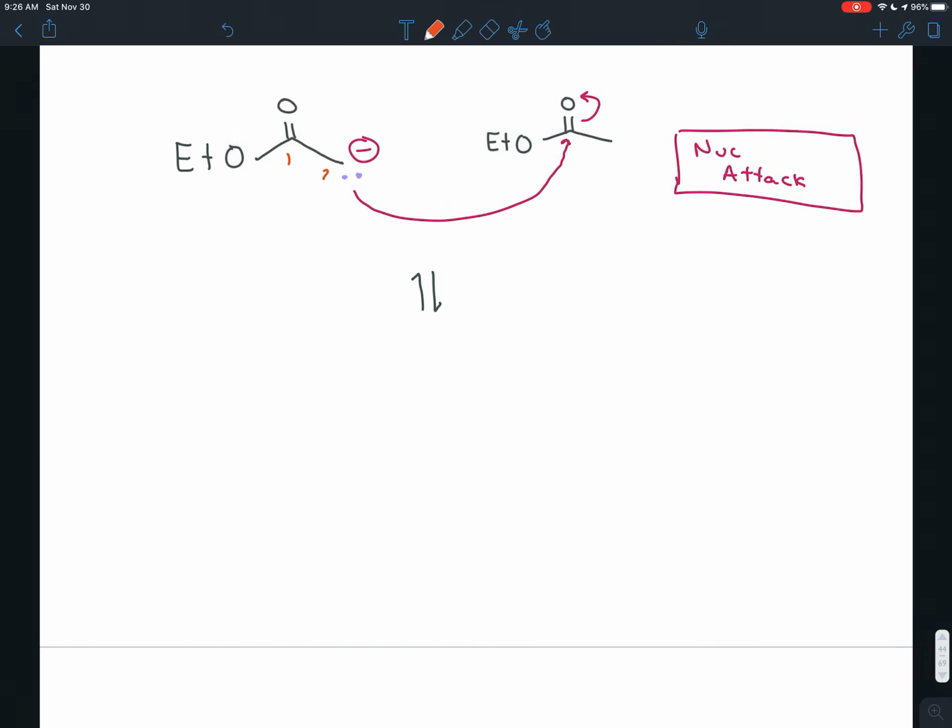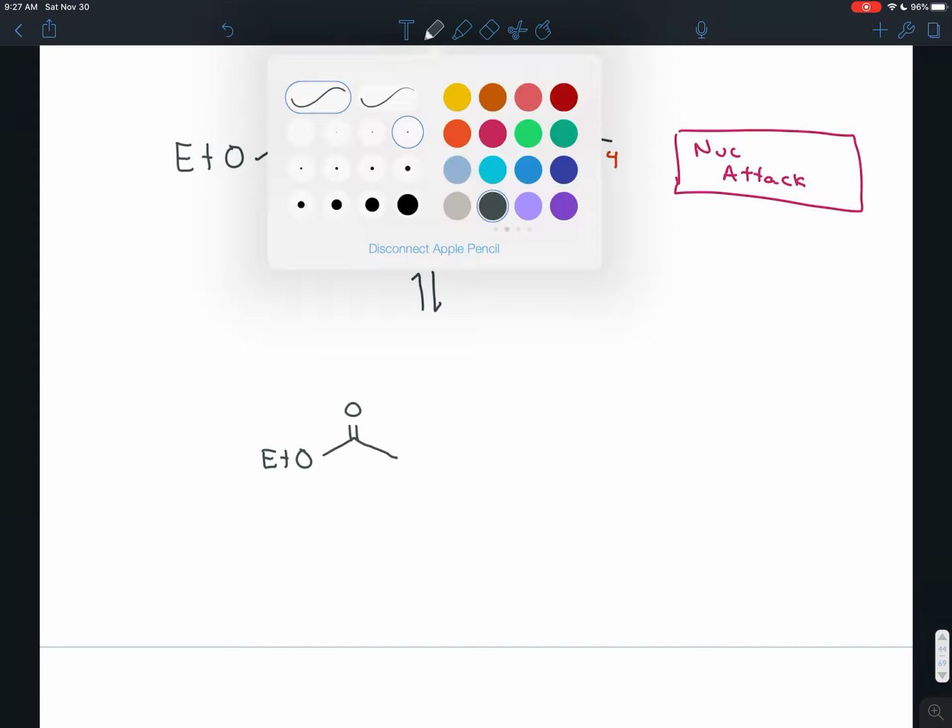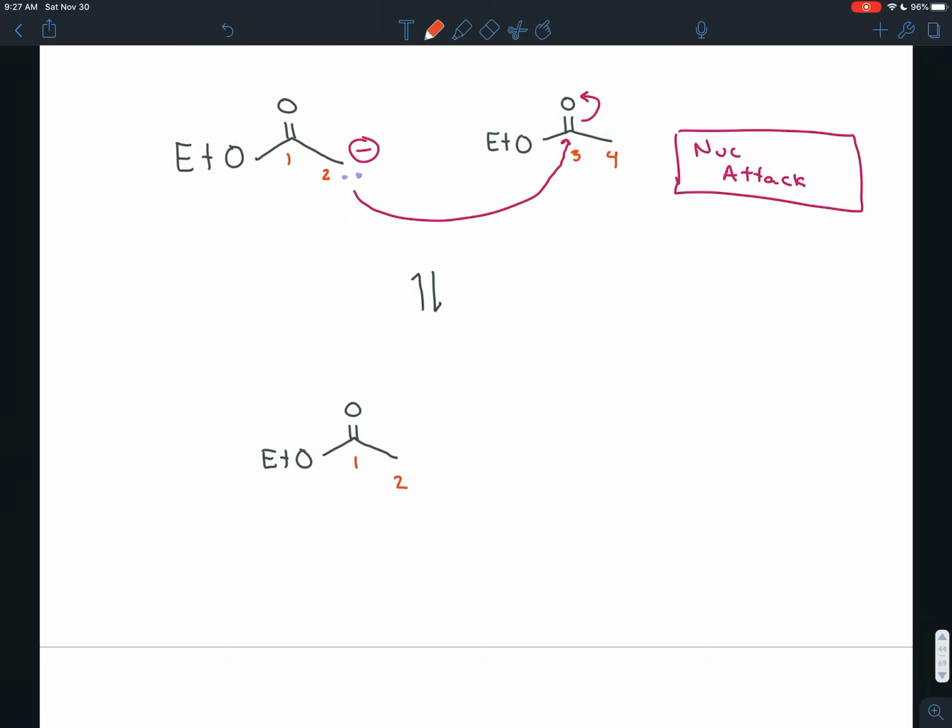Let's number them just so that it's easier to keep track. So we have the ethoxy group, then we have carbon 1 and 2, the carbonyl on carbon 1. And then we're going to have 2 more carbons, carbons 3 and 4. So carbons 3 and 4, I'll worry about what's on those after I draw the carbons themselves.